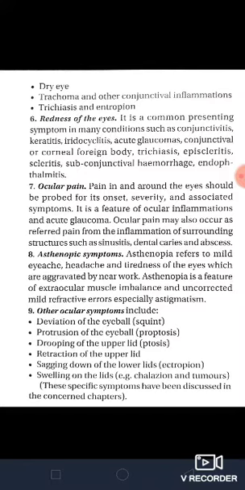The other ocular symptoms include deviation of the eyeball, means squint, protrusion of the eyeball known as proptosis, drooping of the upper lid known as ptosis, retraction of the upper lid, sagging down of the lower lids called ectropion, swelling on the lids, for example, chalazion and tumors. So here the history taking of the ocular case ends. We have discussed how we should take the history of a case of ocular disease and what are the main ocular symptoms and their causes.